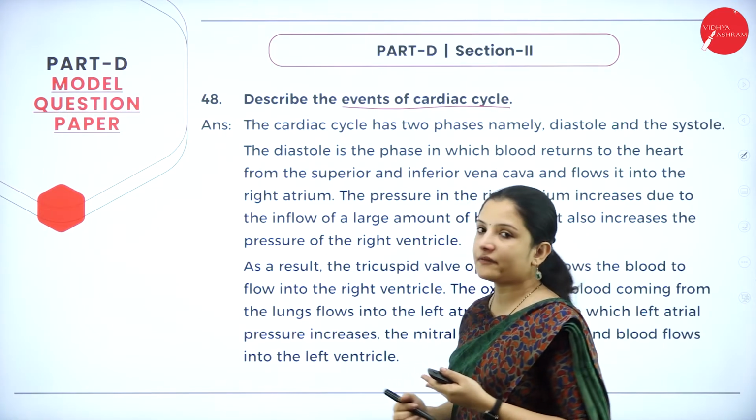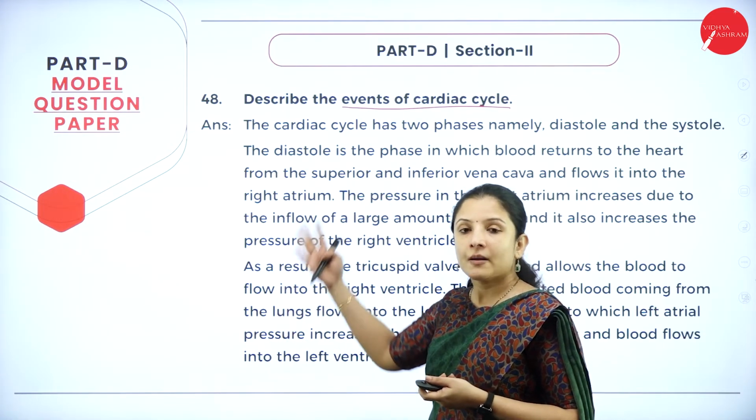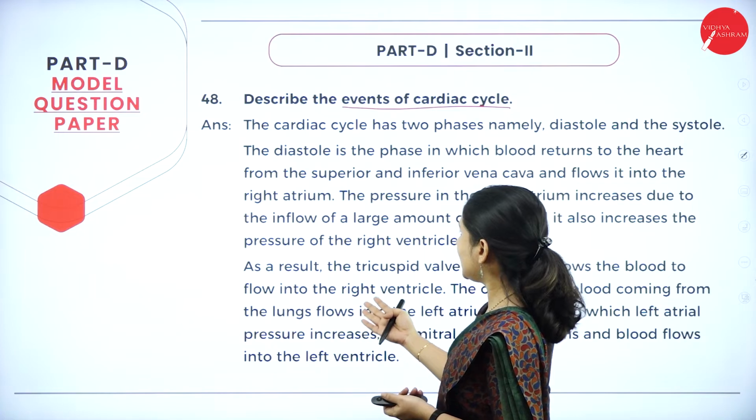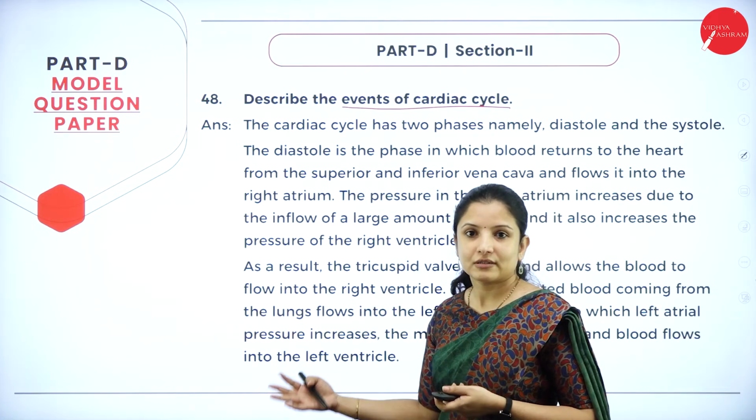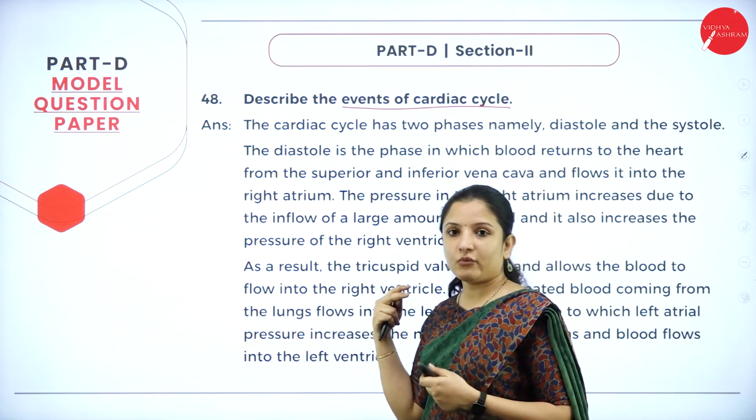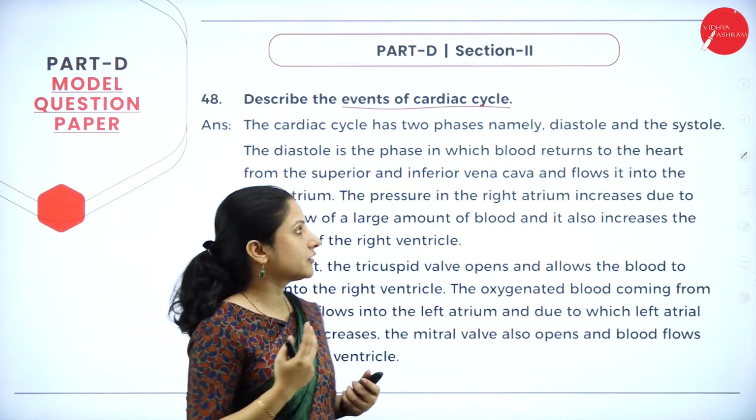So you need to write the events. Here I have given in the form of a paragraph. If you look, you can see that it doesn't look good, right? So please write it in the form of points. Now I'll show you how you can split it in the form of points.